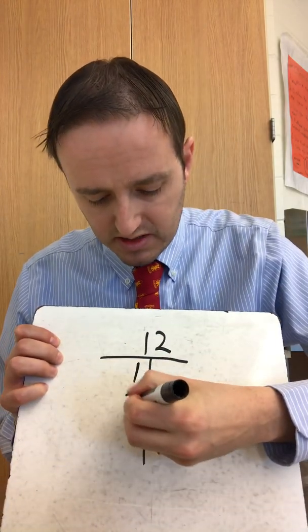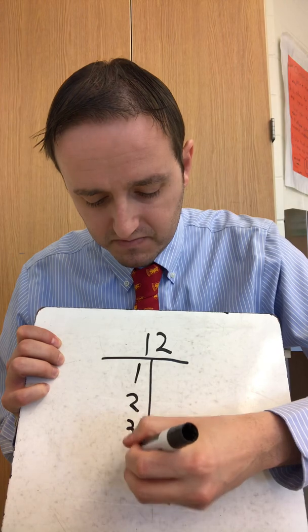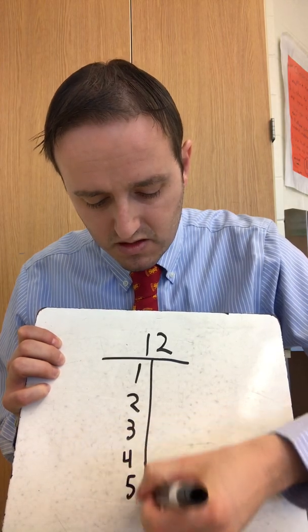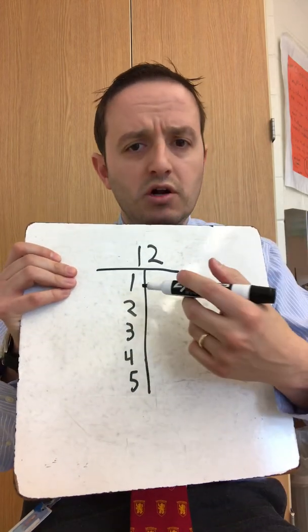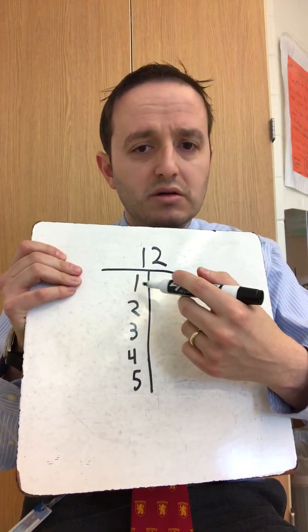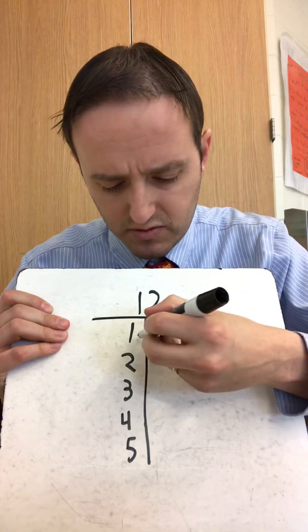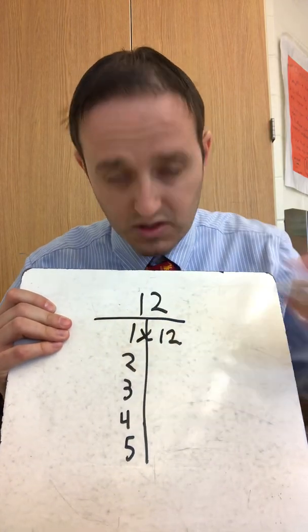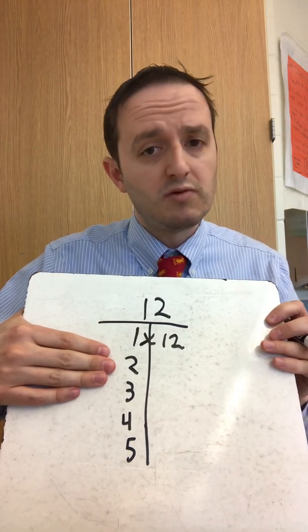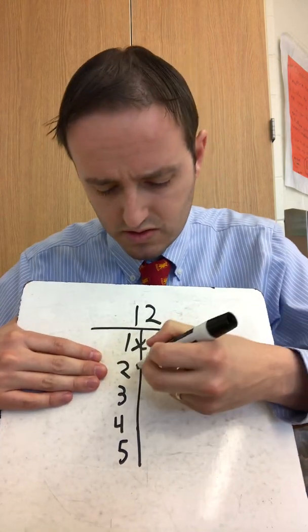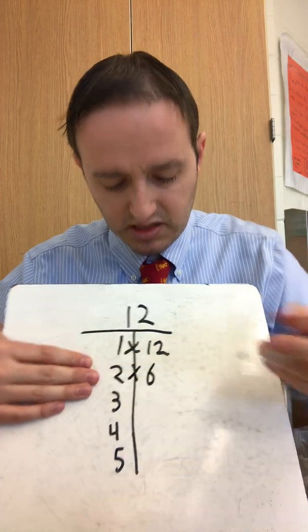I would just start by writing numbers 1 through 5 on your factor tree. Now, this is a tree, okay? And we're just going to start off with 1. What number times 1 gives you 12? Well, it's 12. 1 times 12. Okay, let's go to 2. Does 2 go into 12 and how many times? Well, I know that 2 times 6 equals 12.